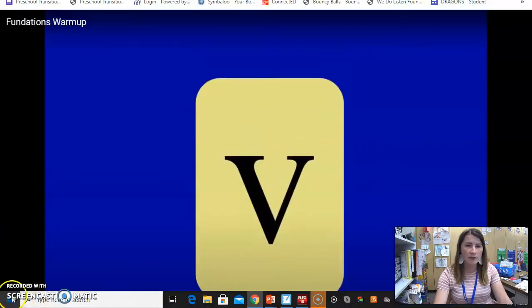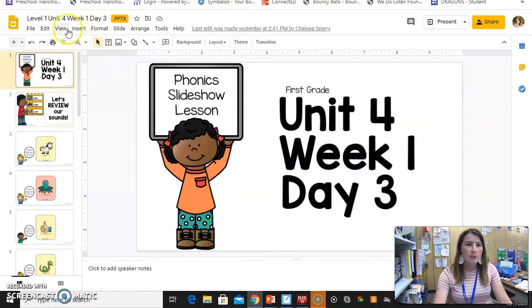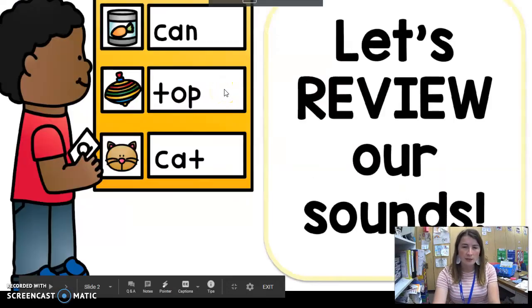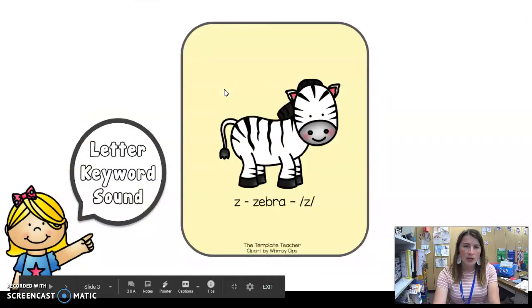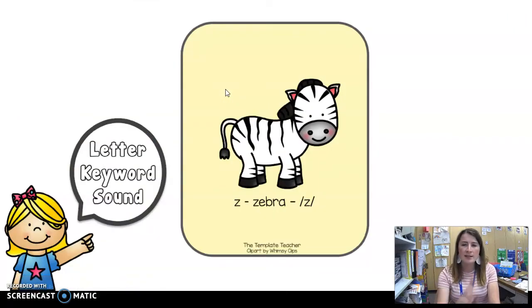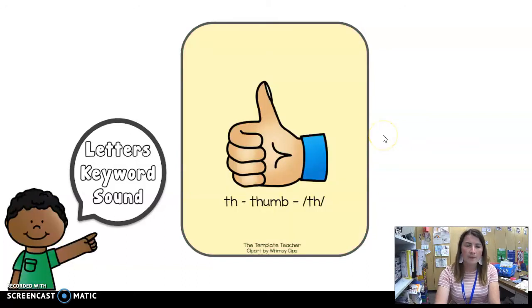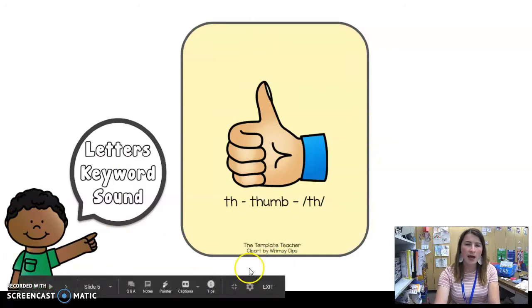All right, good job, first grade. Now we're going to practice some tricky sounds. All right, here we go. Z, zebra, Z. O, octopus, ah. That's a vowel. TH, thumb, the digraph. Remember, I do, you do.